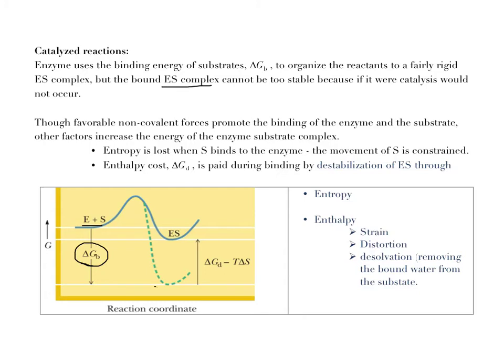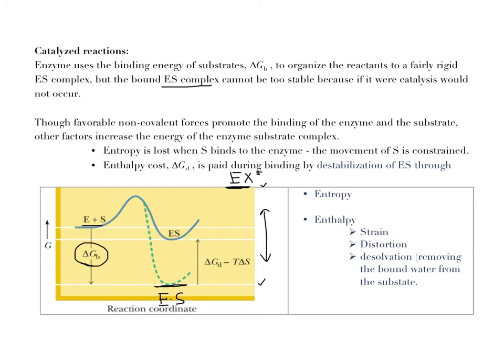So you might consider a picture where we have this ES complex that's far more stable than the enzyme and the substrate alone. But if we have this pretty sizable stabilization, it is not going to favor catalysis, because what we're really interested in is the gap between the enzyme substrate complex and the transition state. And we see that by lowering the energy of the ES complex, we're making that gap relatively large.